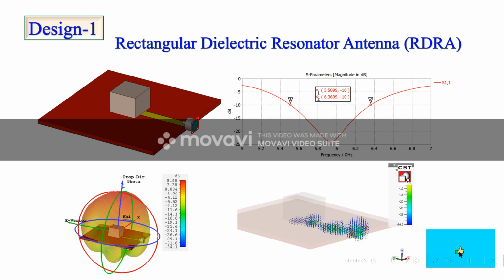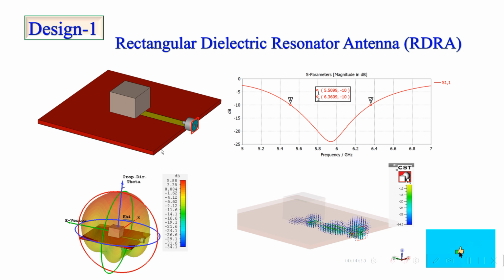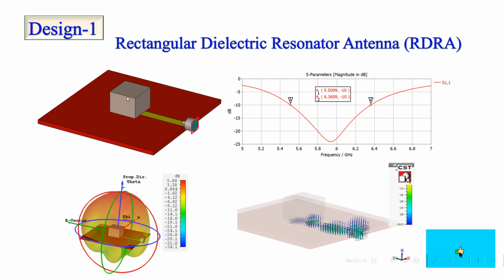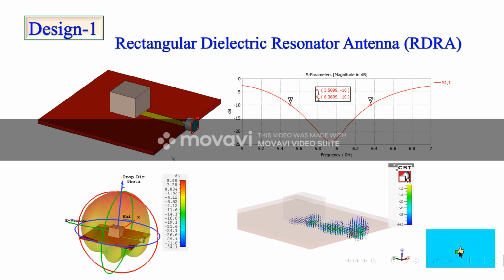This rectangular dielectric resonator antenna consists of three main parts. The first layer is the ground plane, above the ground plane is the substrate, then above the substrate is the dielectric resonator. We can say that the dielectric resonator is the heart of dielectric resonator antennas because it is the radiating element of the antenna. So it mainly consists of three layers.